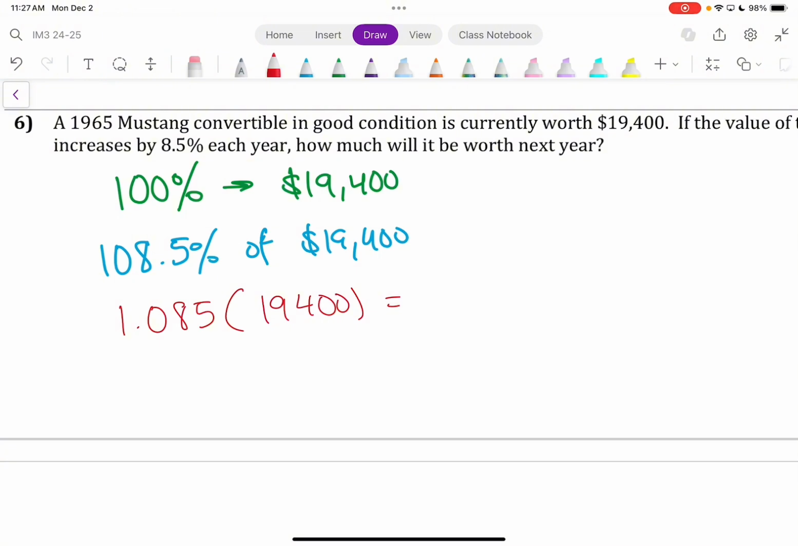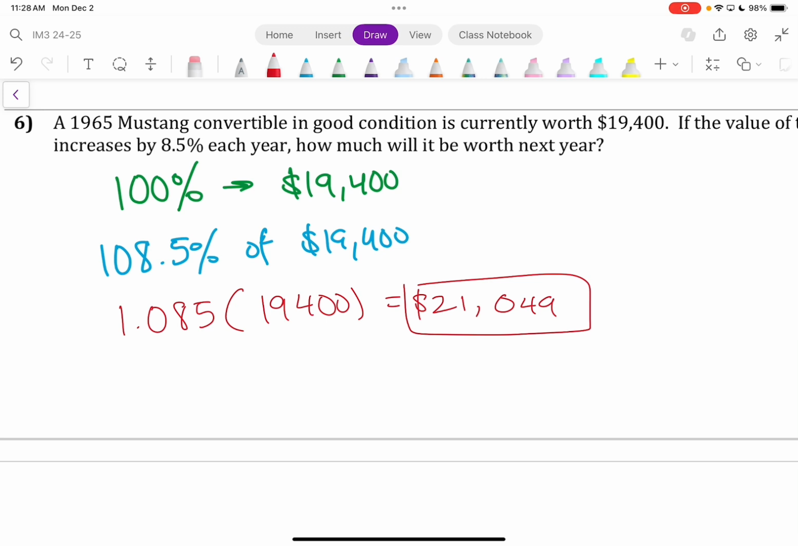I'm going to use a different calculator this time. 1.085 times 19,400 gets you $21,049. So it will increase close to $1,500 in a year. A little bit more than that. Okay.